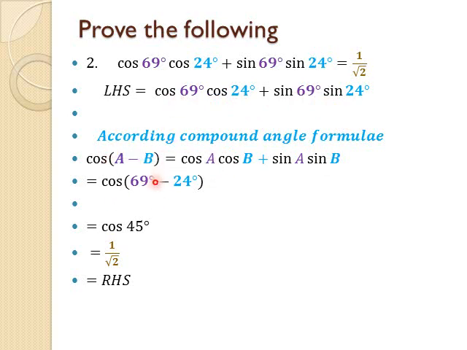So cos 69 minus 24 then gives me cos 45, and as a special angle, cos 45 is 1 over square root 2. On your calculator, you'll get square root 2 over 2. Now your calculator is going to rationalize. So this equals my right hand side. Alright, let's look at the next problem.